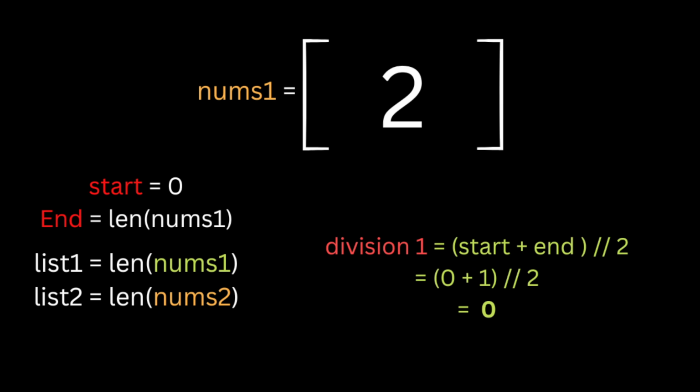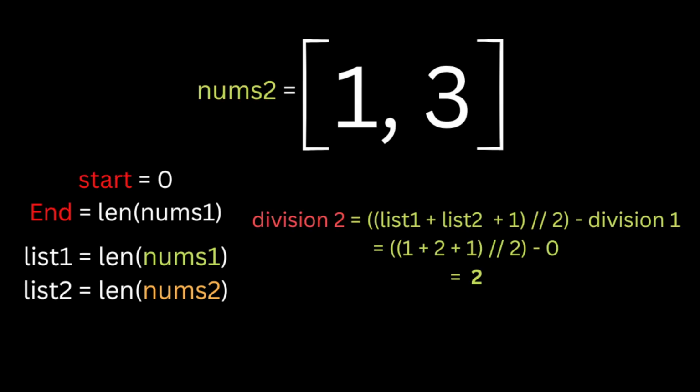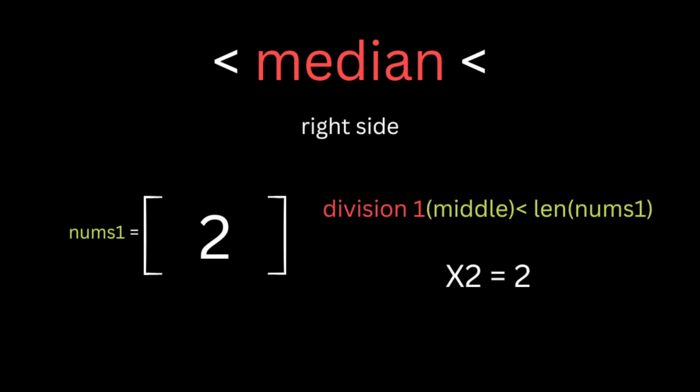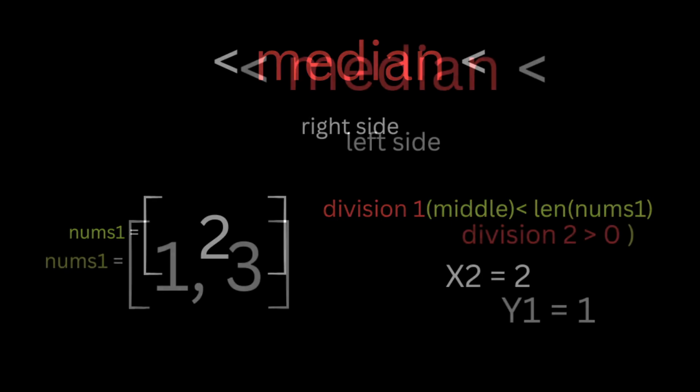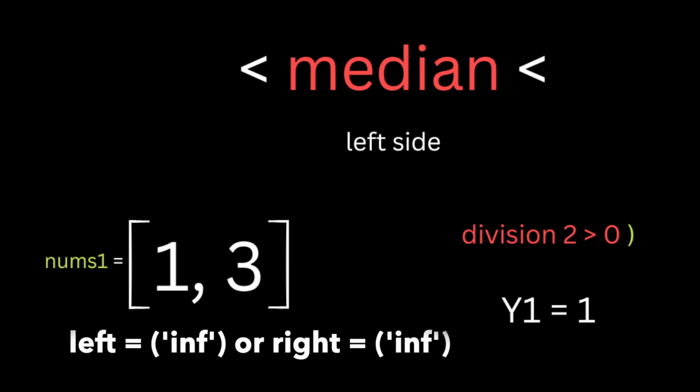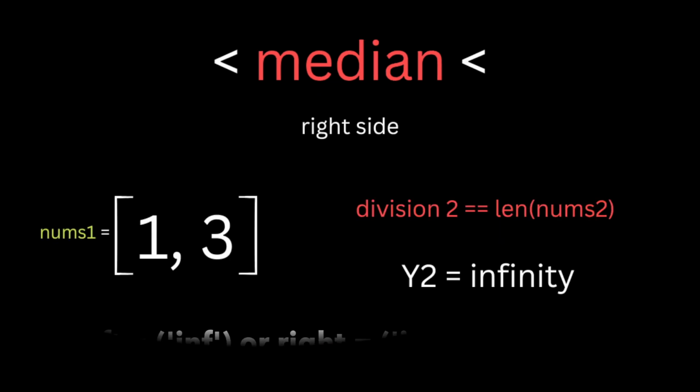The first one is going to be division 1, which is equal to the middle of the smaller list 1. The second one is going to be the length of list 1 plus the length of list 2, plus 1, divided by 2, minus division 1, which is the middle. And the median is the point that will divide the sorted merged arrays into two equal parts. Then we start checking the left and the right of the median at each list. When there is nothing on the left side, then we assign infinity. I mean, the left division is going to be negative infinity.